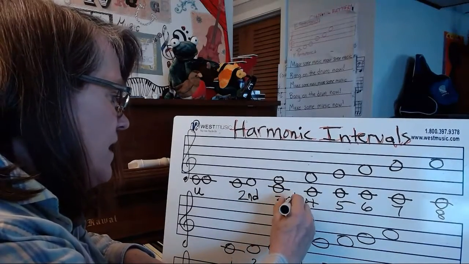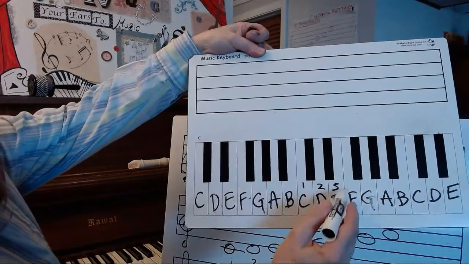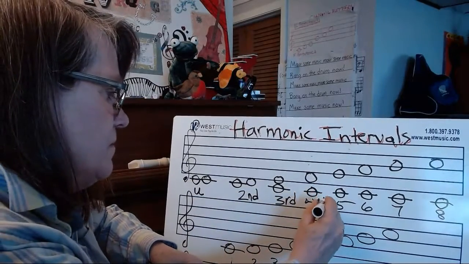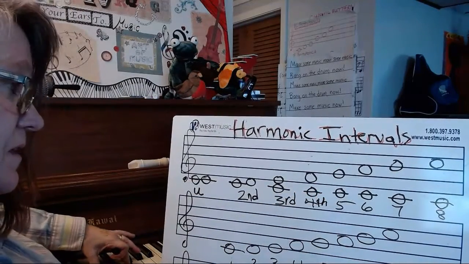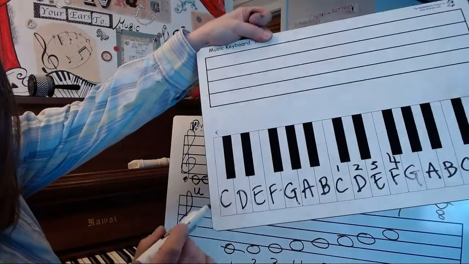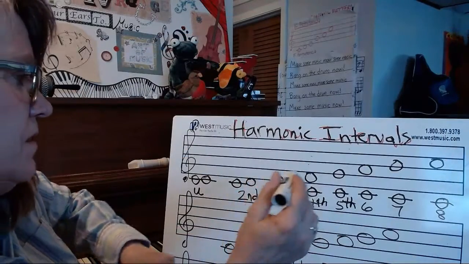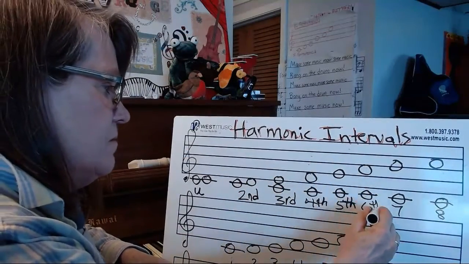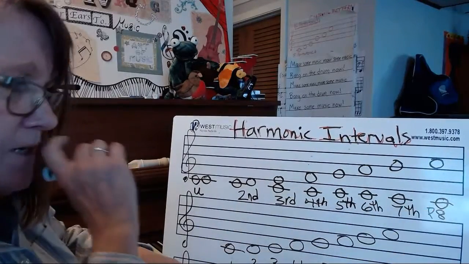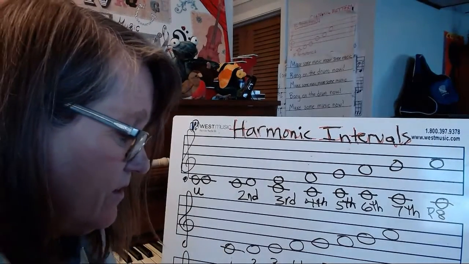Then when we get to F, we're going to count to 4. 1, 2, 3, 4. That means it's a fourth. Sounds like this. When we get to G, fifth. 1, 2, 3, 4, 5. Okay. When we get to A, it's a sixth. B is a seventh. And this is called a perfect eighth. Okay. So because it's perfect because it's a whole octave and it's the same note.